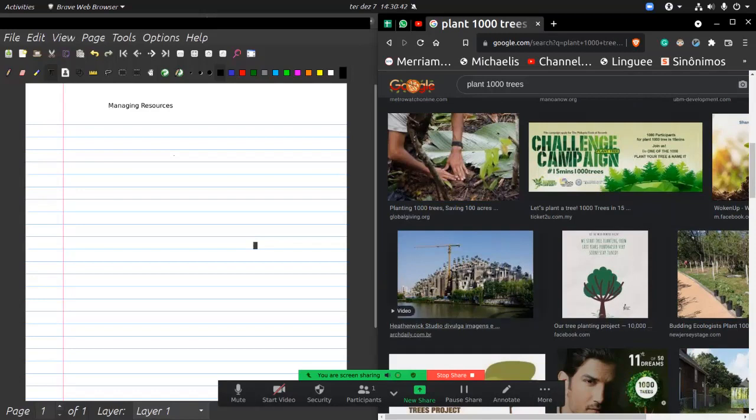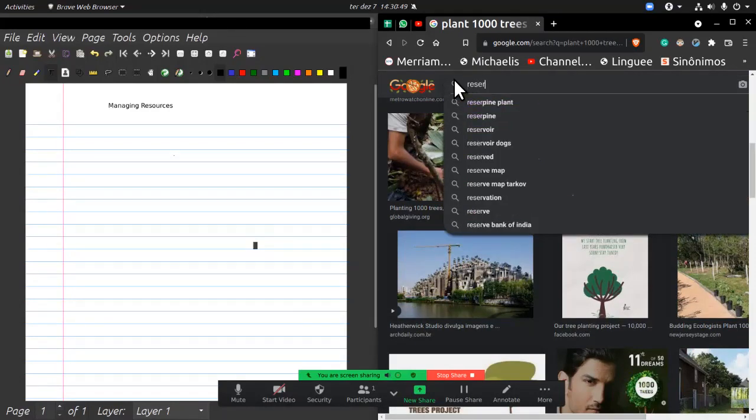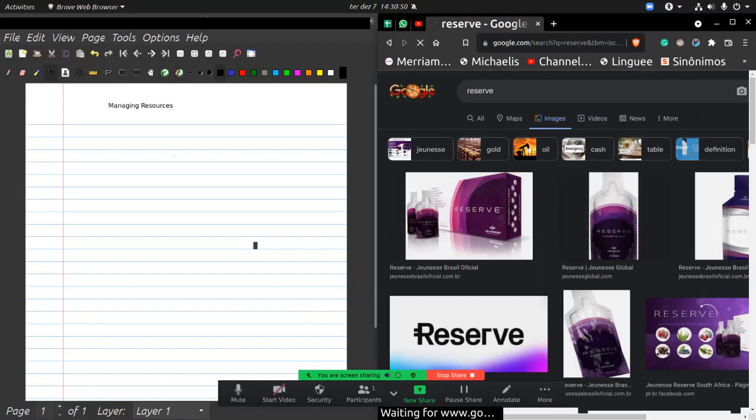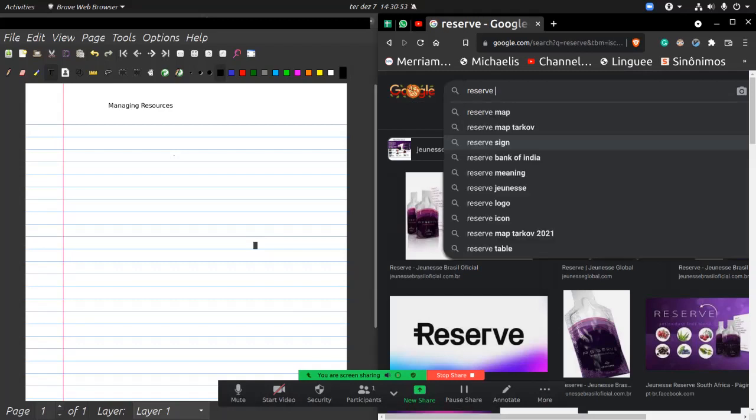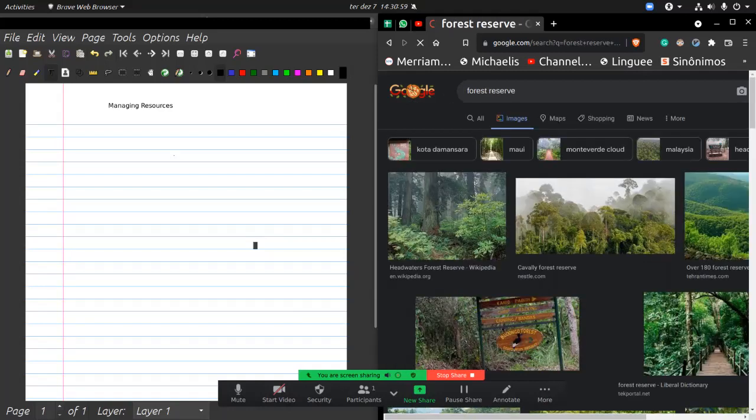Also, when you put limits, like you can only go to this place, it's called a reserve. This place cannot be damaged. Or you can only catch a certain number of fish or certain species of fish.